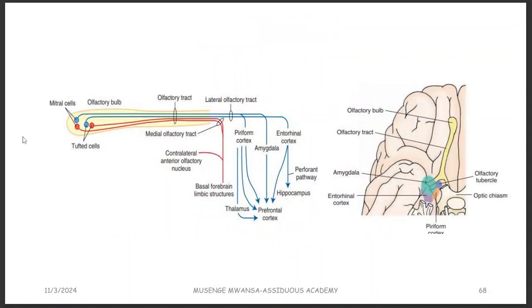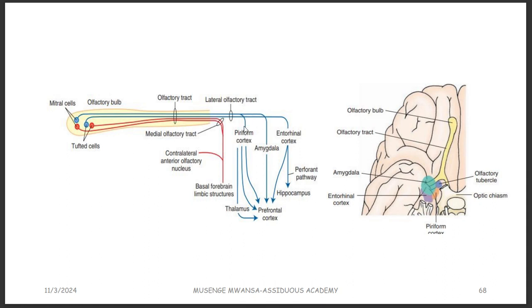For the central olfactory pathway, you have important cells like the mitral cells and the tufted cells. You can see information going via the olfactory tract, and it's important to know where they are going. You have the medial olfactory tract, which is going to the basal forebrain limbic structures. You also have the lateral olfactory tract.